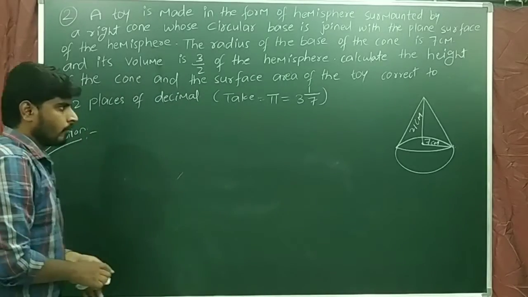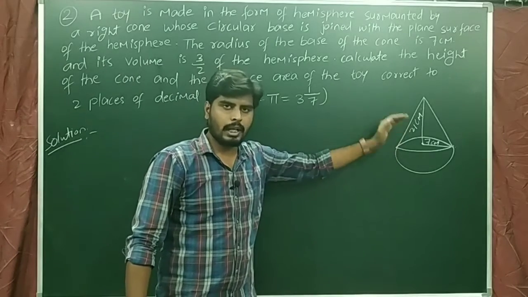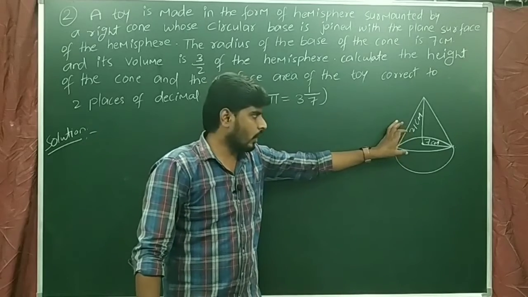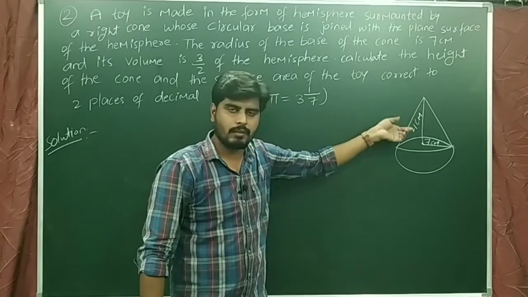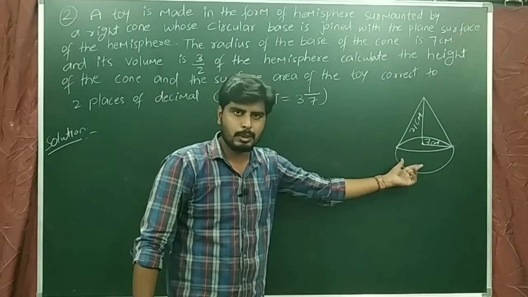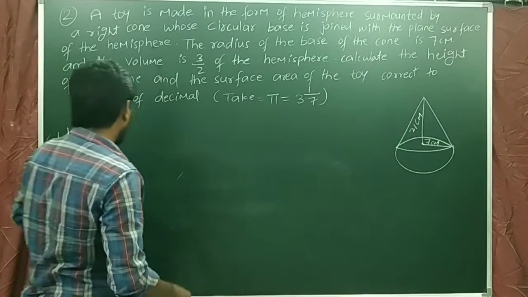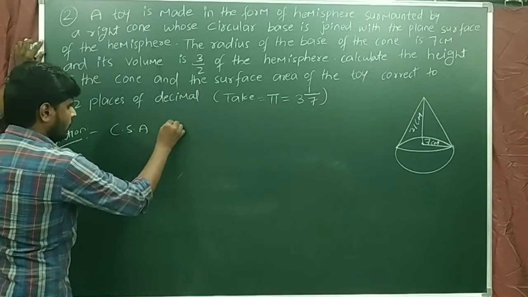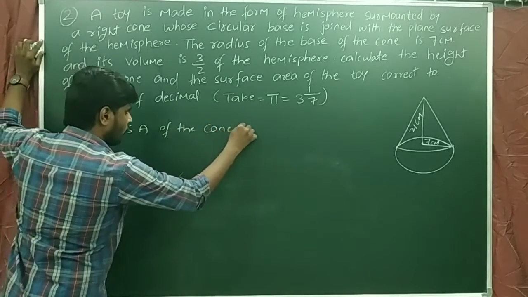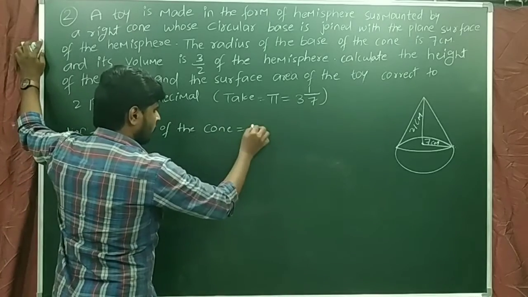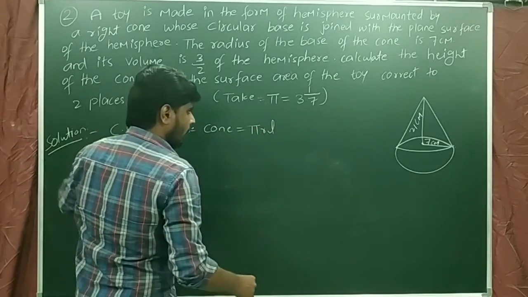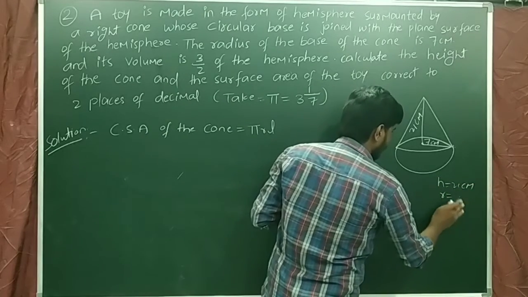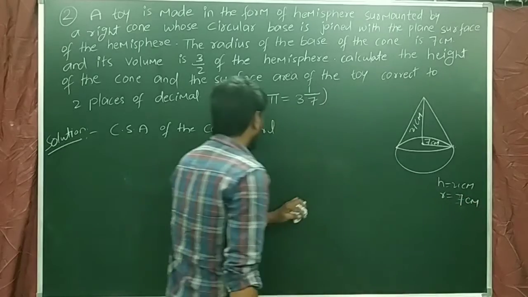So first of all, this toy is a combination of a cone and a hemisphere. So if I want to find the total surface area of this toy, what do we have to find? We have to find the curved surface area of the cone as well as the curved surface area of the hemisphere, isn't it? Right. So first of all, find the curved surface area of the cone. Okay, what is the formula? Pi r L. So already we got h equal to 21 centimeters here, r value 7 centimeters. Okay, right.